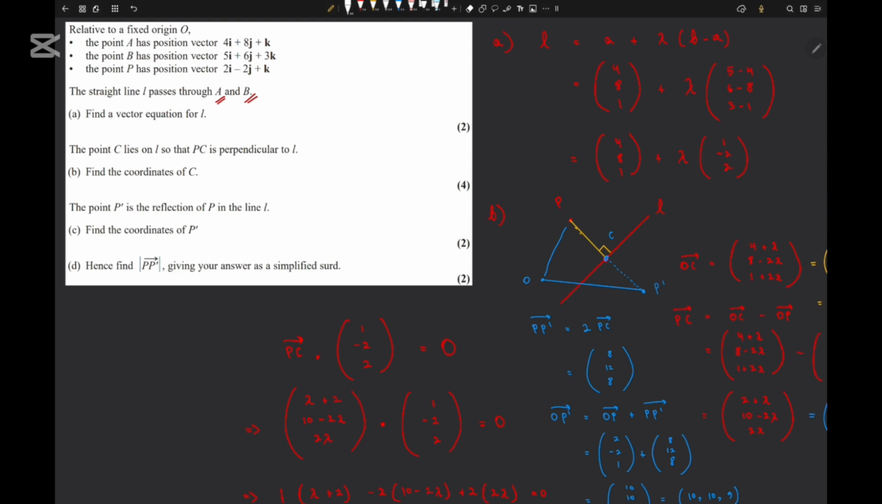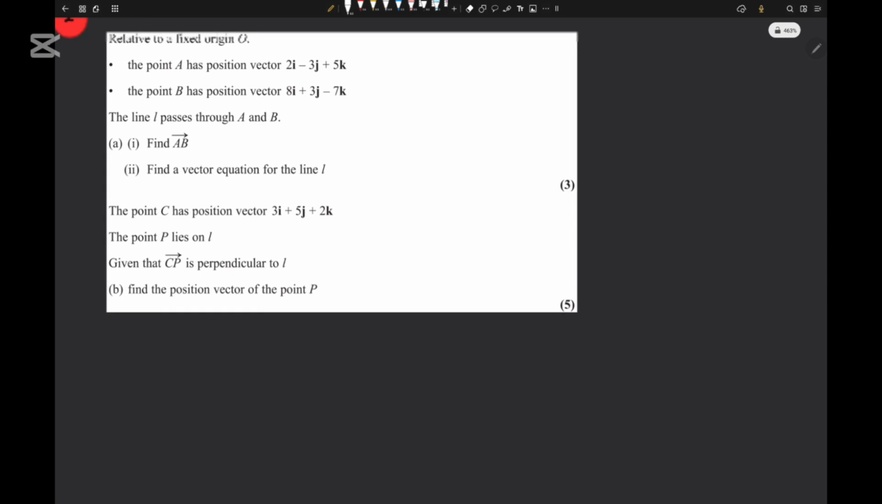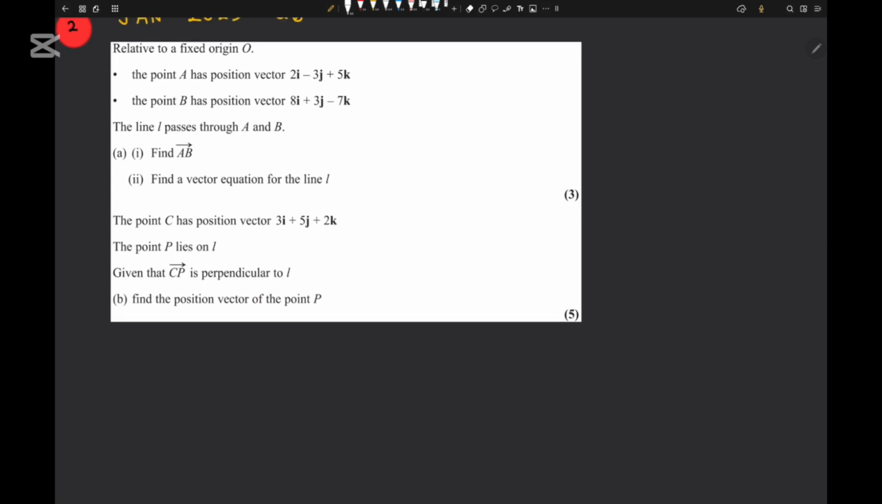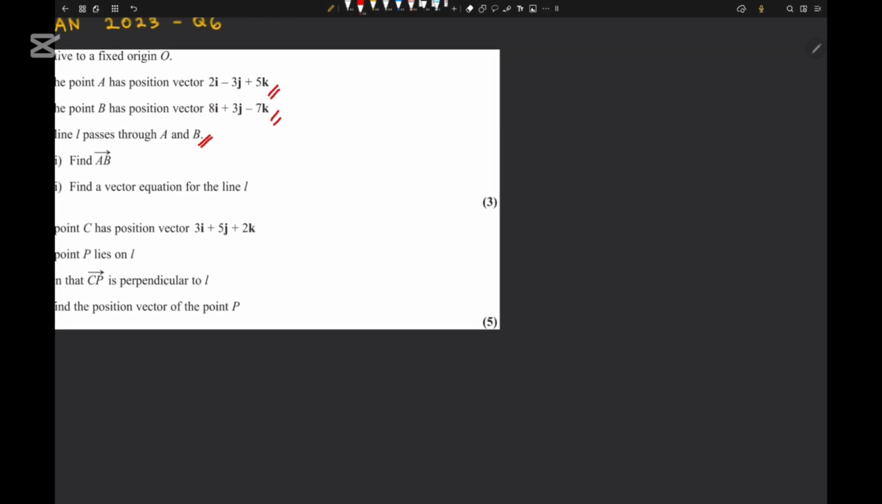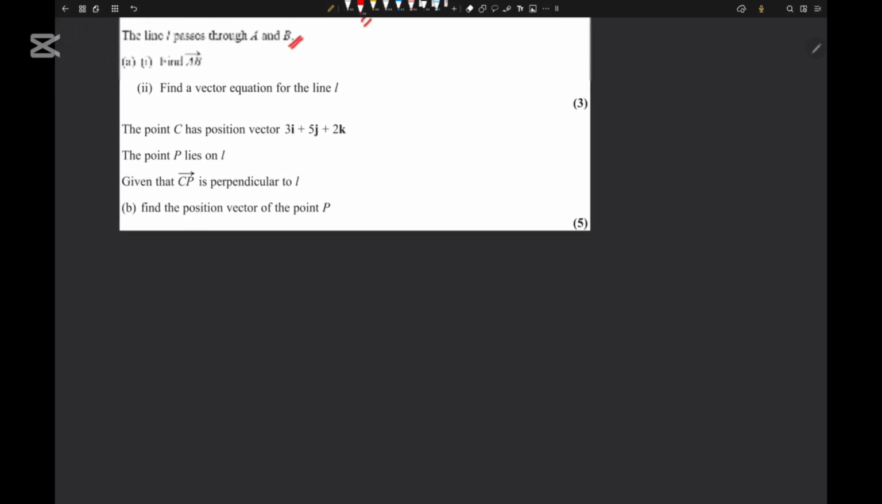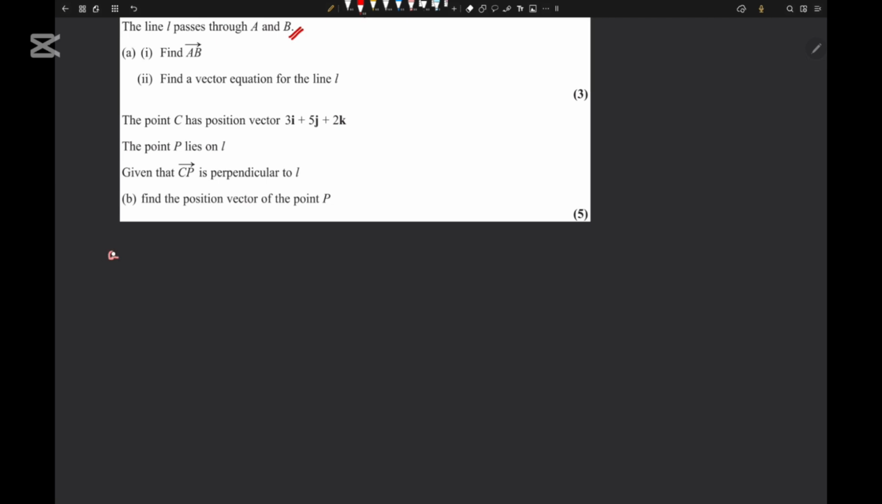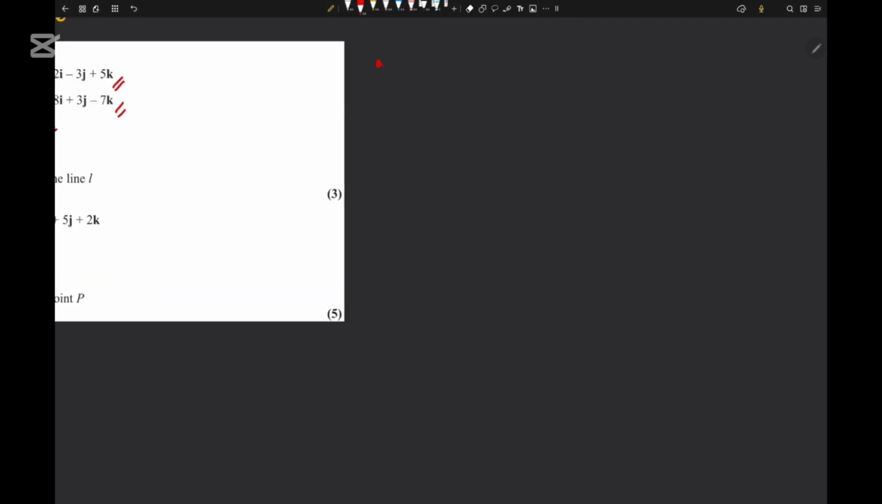So let's move on to the second question. This is also a question from a recent paper, which is the January 2023 question 6. So let's get on with it. First of all, they have given us the OA vector and the OB vector, and we know that the line L passes through A and B. So the first question is to find the AB vector.